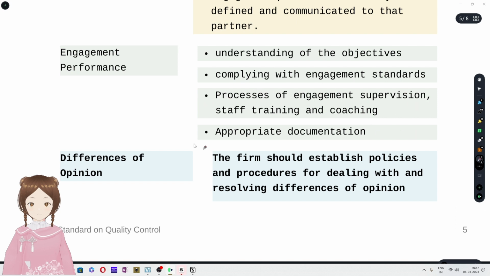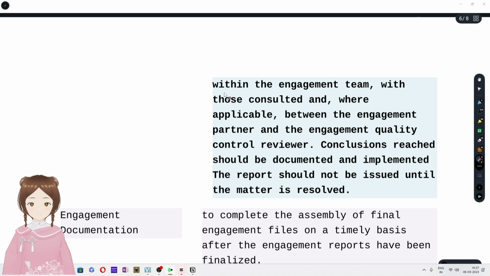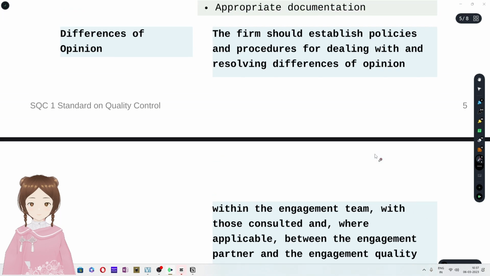With regard to human resources and audit documentation, if there were a difference of opinion, what we have to write with regard to SQC1: the firm should establish policies and procedures for dealing with and resolving differences of opinion within the engagement team and with those consulted, and where applicable, between the engagement partner and the engagement quality control reviewer. The conclusions reached should be documented and implemented. The report should not be issued until the matter is resolved.